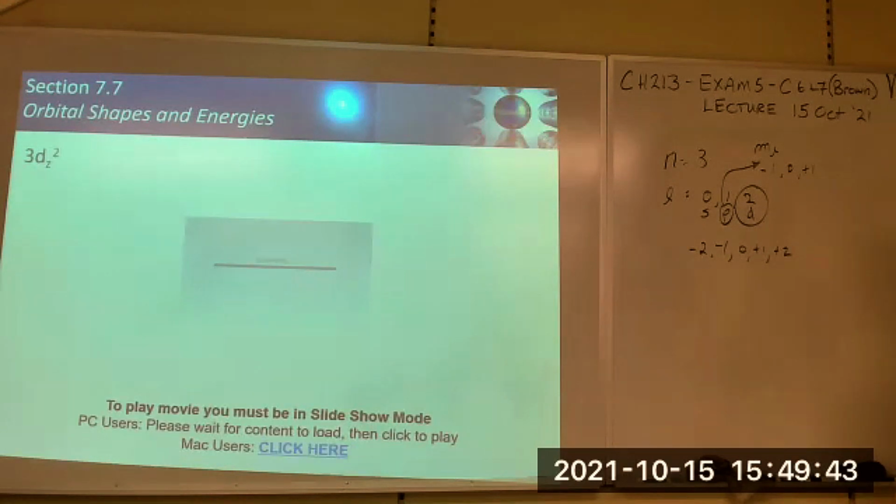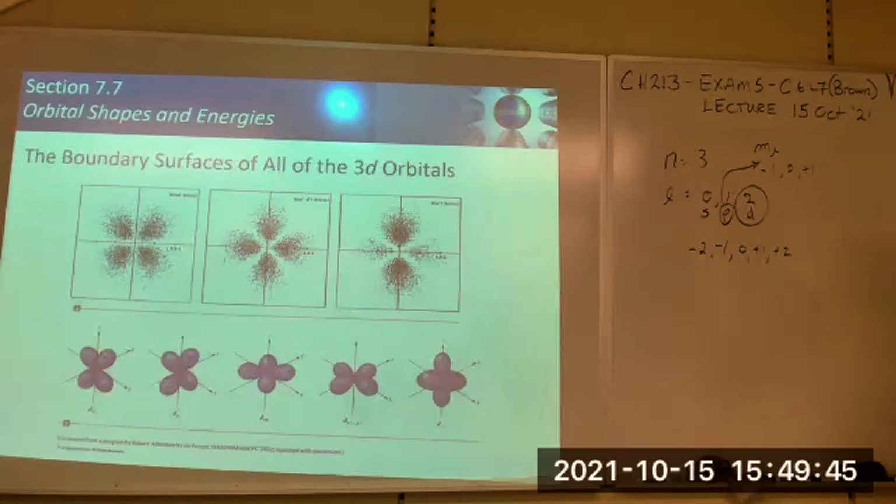And the D's get even wilder. So there you have different shapes, right? Sort of a complex dumbbell. And then one of them has a donut. So now we're going into areas that I don't even want to touch.